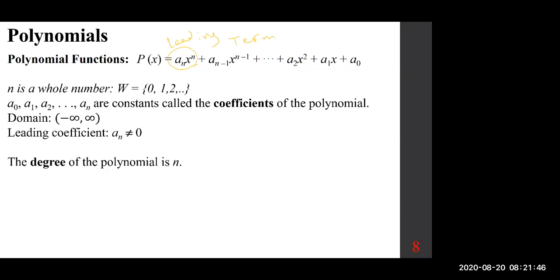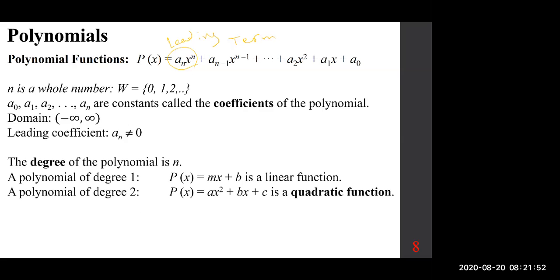It's in descending order, and the degree is n. Just as an example, you have already seen the linear function, where the degree is 1, and the quadratic function ax squared plus bx plus c, where it's 2, and so forth. So there is really not much here. It's good old stuff you've seen.